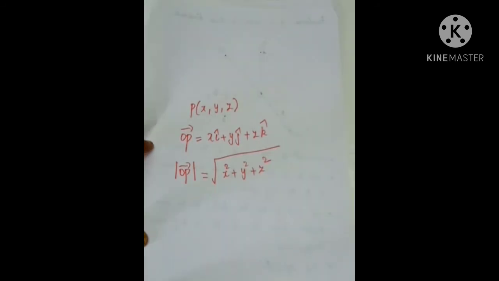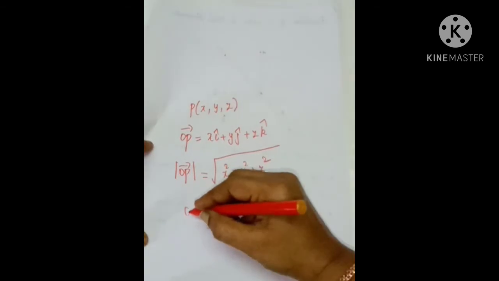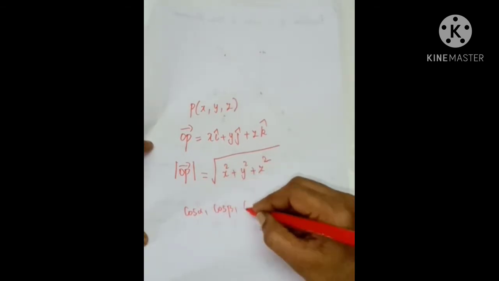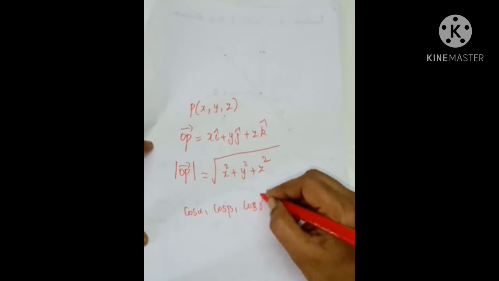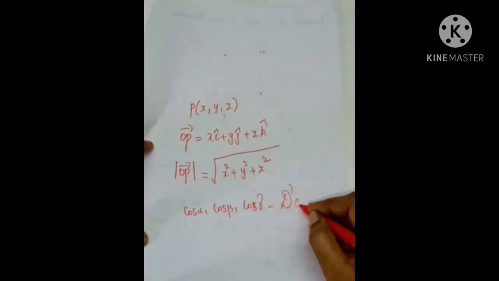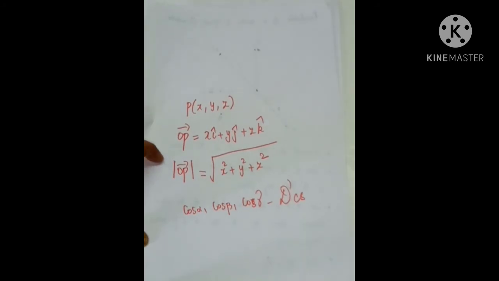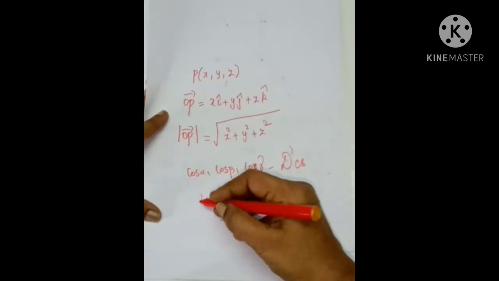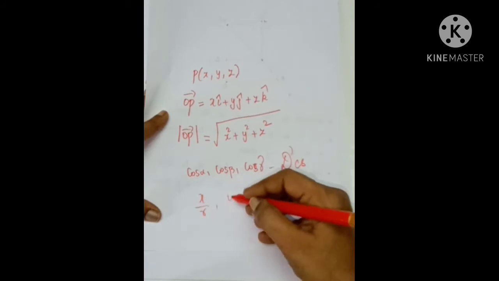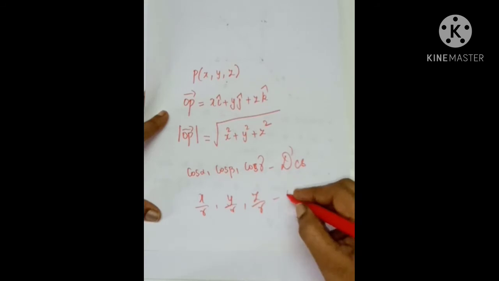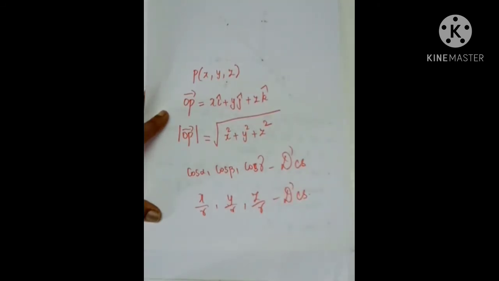So the next one, what are cos alpha, cos beta, cos gamma? They are the direction cosines, DCs of OP vector. Okay, it can be written as x by r, y by r, z by r. They are also DCs of OP vector.